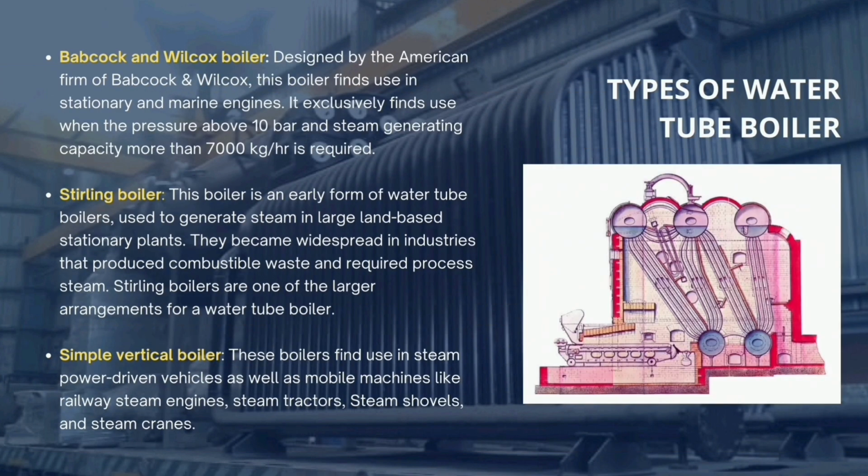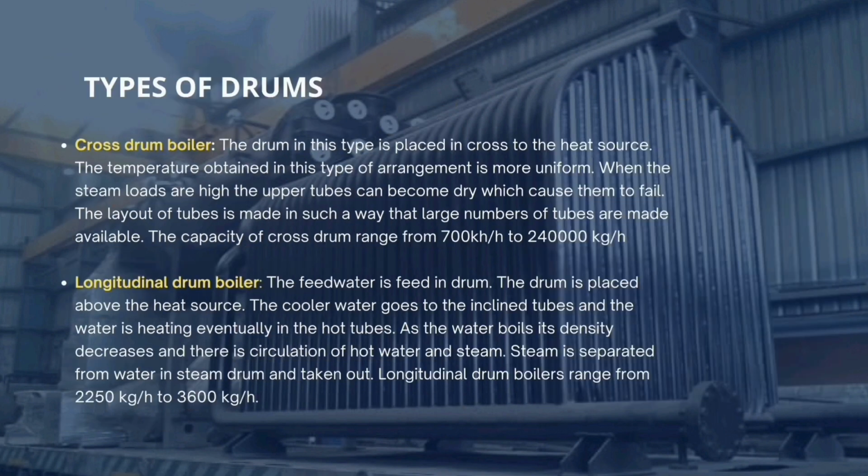There are 3 types of water tube boiler, which are the Babcock and Wilcox boiler, Stirling boiler, and simple vertical boiler. There are 2 types of drum, which are the cross drum boiler and the longitudinal drum boiler.